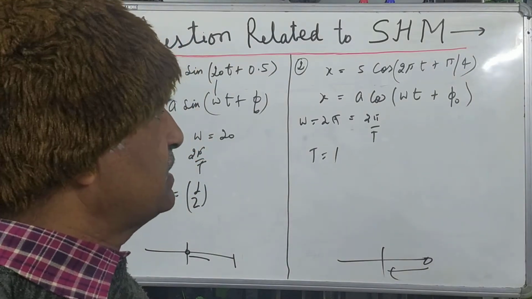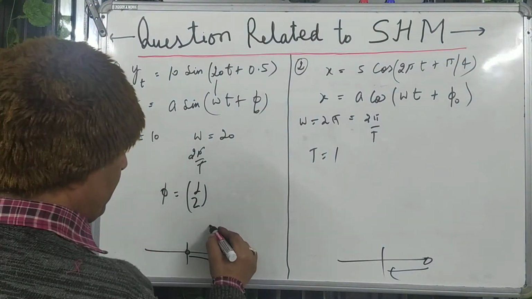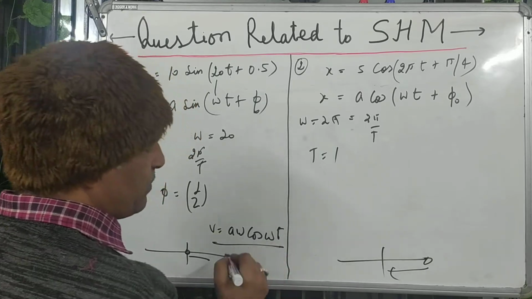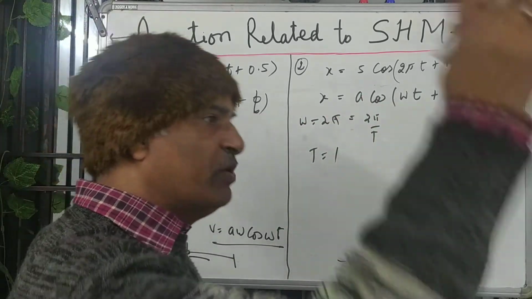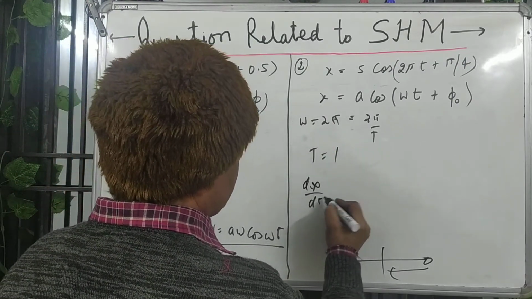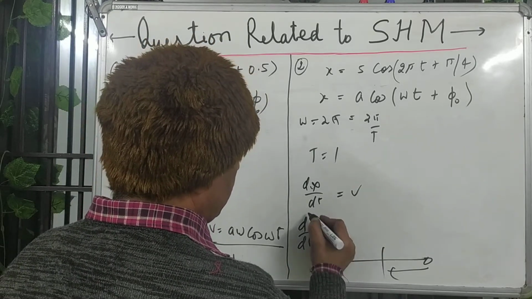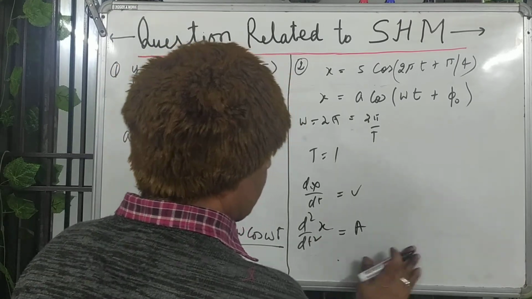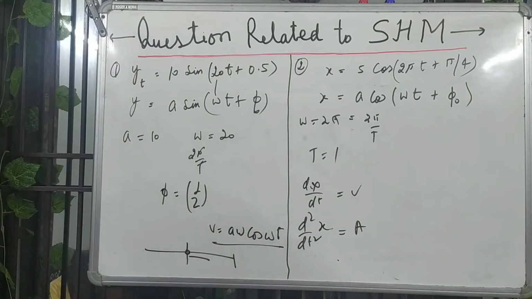But for other terms such as velocity, the velocity equation is v equals a omega cos omega t. This is the formula, but it is for the standard equation. For this equation, you will have to derive dx upon dt, and you will find the velocity. Further, differentiate again, the second order derivative of x, and you will find the acceleration. If they are asking velocity and acceleration, you will have to differentiate, and again differentiate, and you will find the answer.